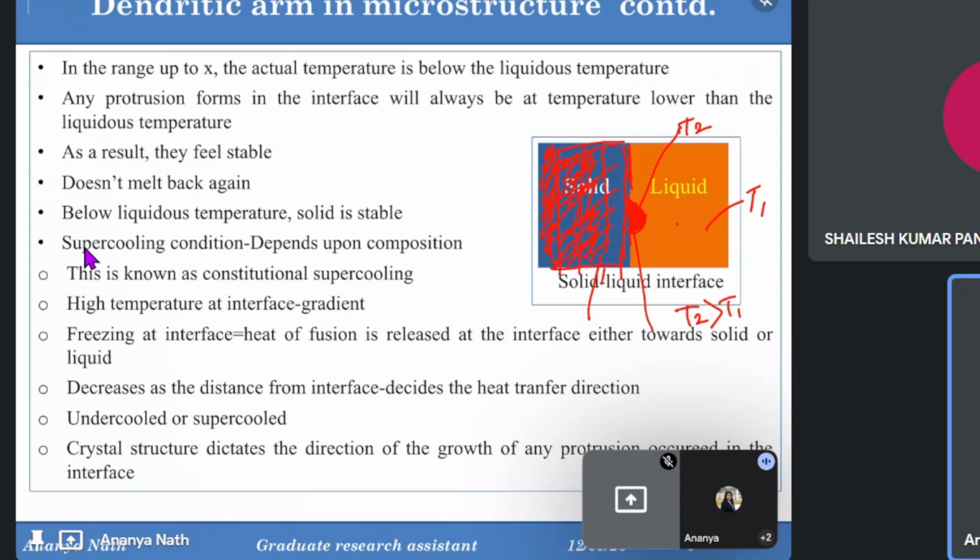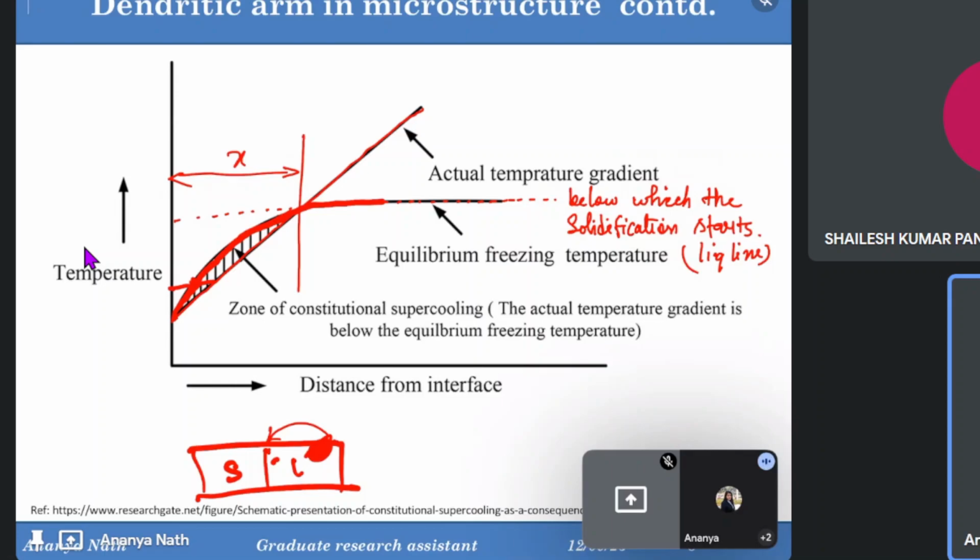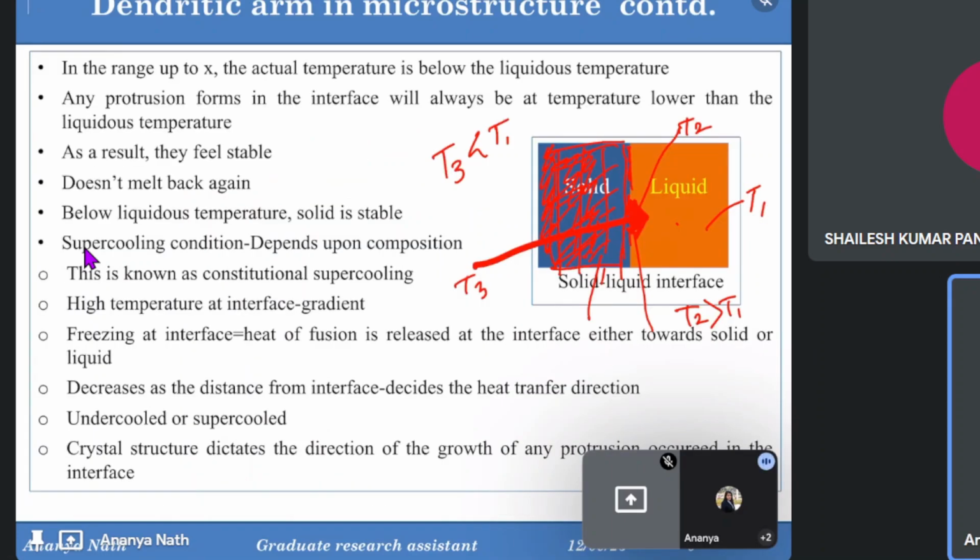Any protrusion that forms in the interface will always be at a temperature lower than the liquidus temperature. So this protrusion has a lower temperature, but the interface has a higher temperature. Why is the temperature lower? Because it has been solidified. If this is T3, T3 will obviously be less than T1, where T1 is the liquid temperature. The protrusion has been solidified somehow, so it feels stable. Unless the temperature of that protrusion is lower than the liquid temperature, it will be at a stable position and doesn't melt back again.